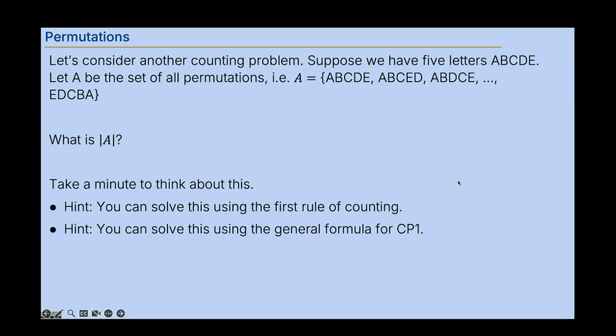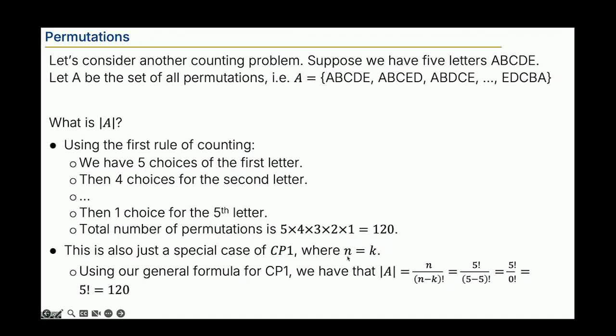How can we use the formula for this counting problem 1? What's n and k in that case? Yeah? N would be 5, and k would also be 5. So it's a special case where n equals k. So using our general formula, oops, I'm missing an exclamation point there, sorry. That would be 5 factorial over 5 minus 5 factorial. 5 factorial over 0 factorial gives you just 5 factorial.